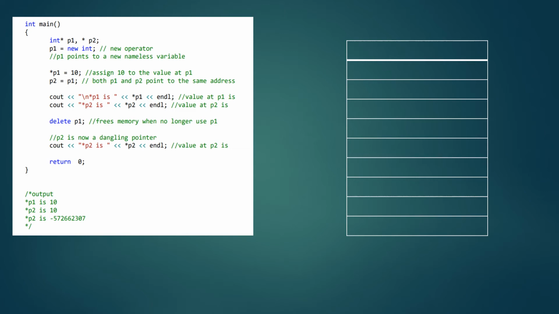All right, welcome. In this video, we're going to talk about the dangling pointer problem. So we have our memory map right here. And so let's get started. So the first instruction here is declaring two pointers to integers.